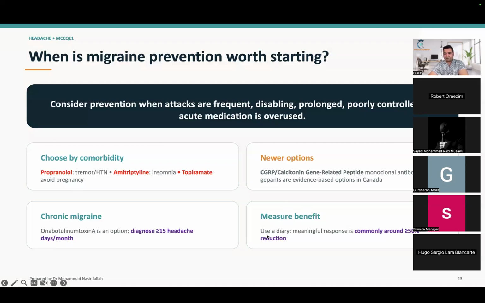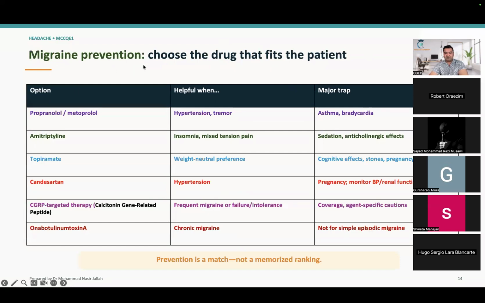Measure benefits, use a diary, meaningful response is commonly more than 50% reduction. Sorry, I have to move this. Measure benefit, use a diary, meaningful response is commonly around 50 or more than 50% reduction. So migraine prevention, choose the drug that fits the patient. Again, prevention is a match, not a memorized ranking.